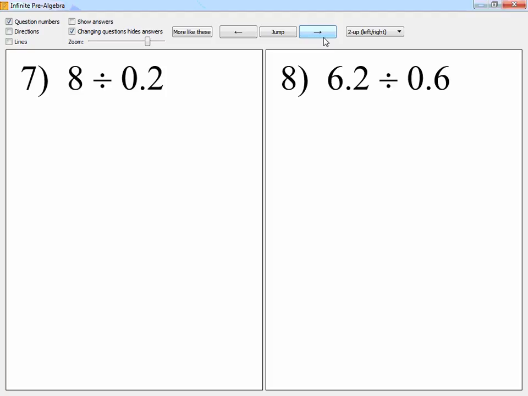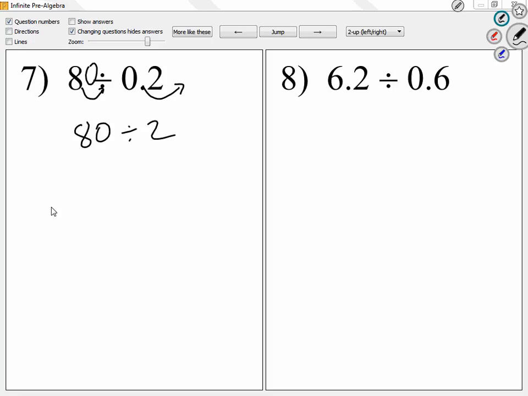All right, so let me go back to English again. Looking at question number 7, don't forget that the number after the division sign has to have no decimal numbers. So I'm going to move this one place to the right. Don't forget to do it on the other number as well. Add an extra 0 if you need to. So now that looks like 80 divided by 2.